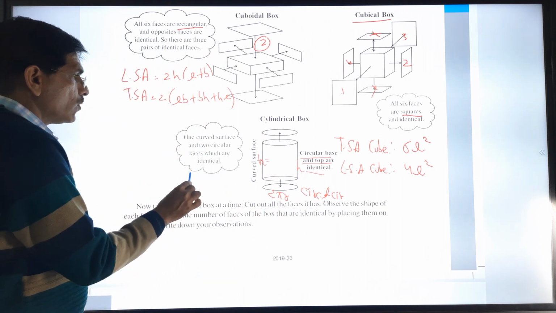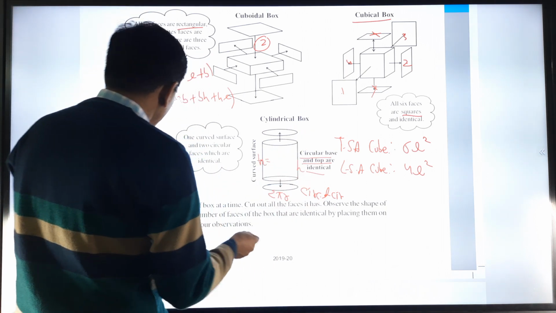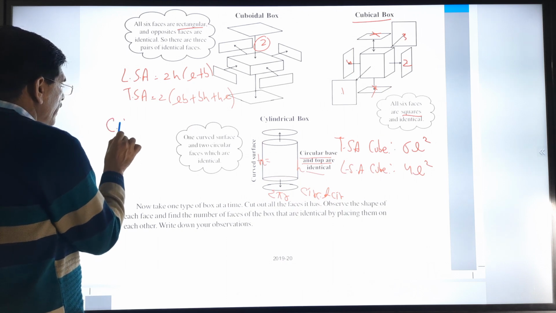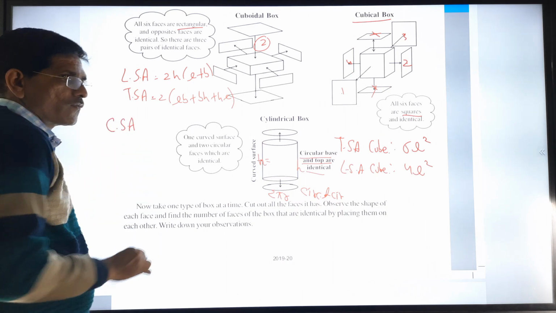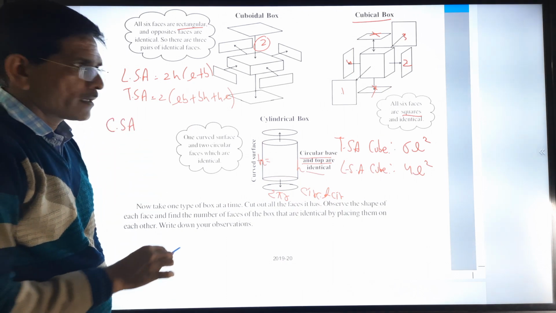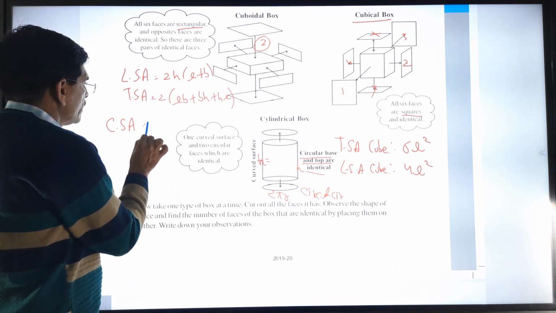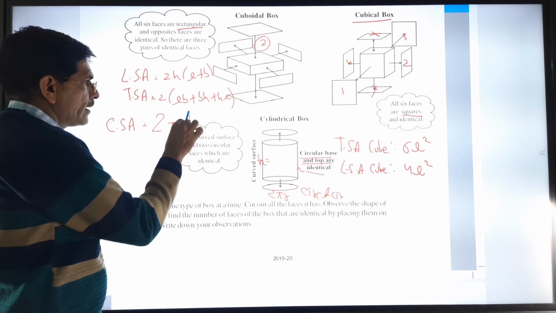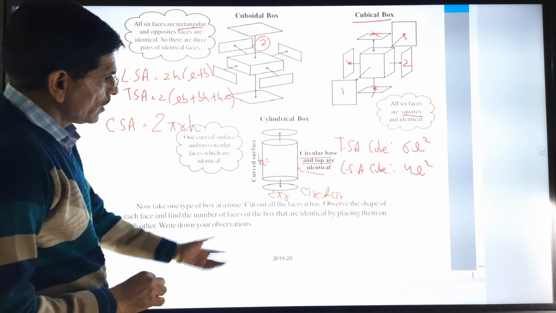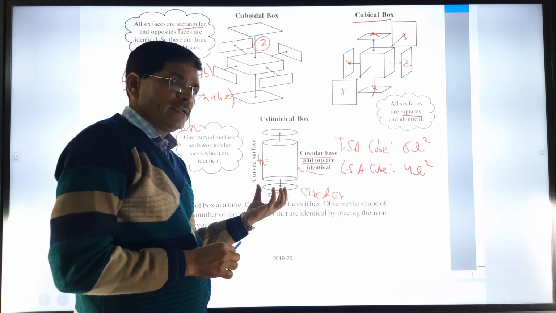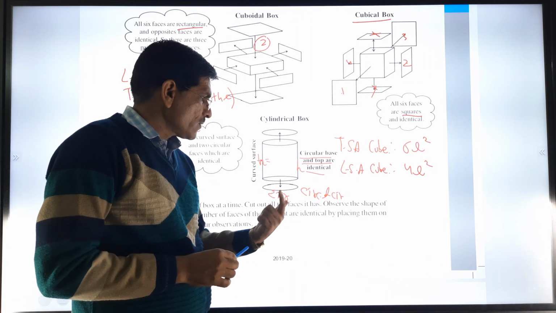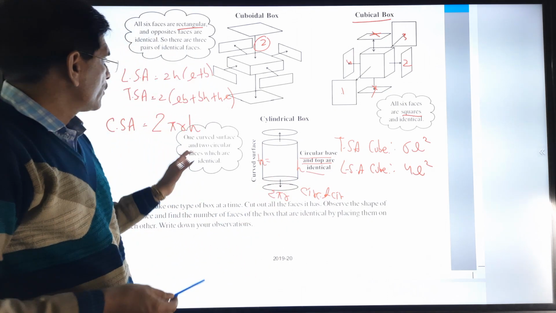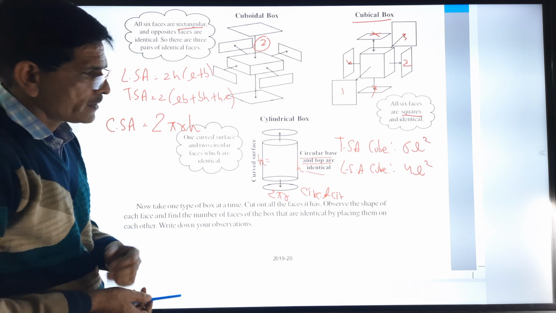Now here the curved surface is there. So the name of it is the curved surface area of a cylinder. Curved surface area of a cylinder, that is 2 pi r h. Because the surface is again a circle, and the circumference of a circle is 2 pi r. So we have to write 2 pi r h.